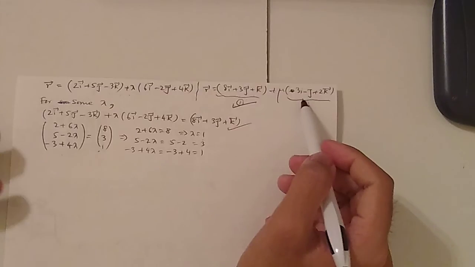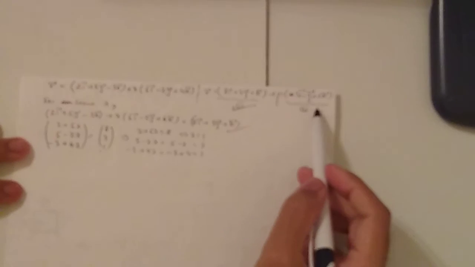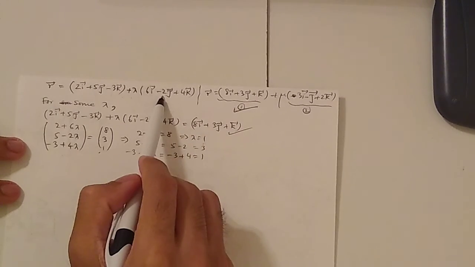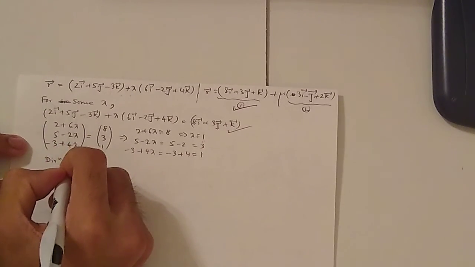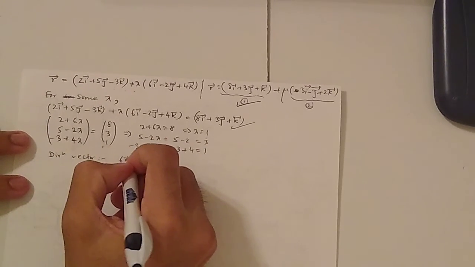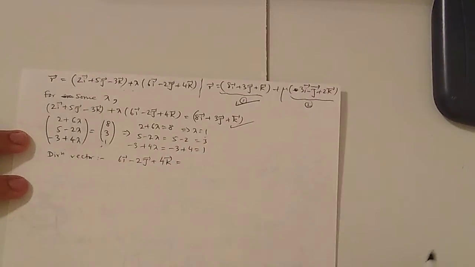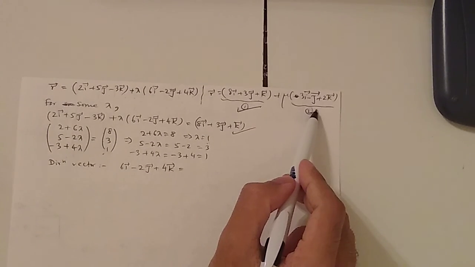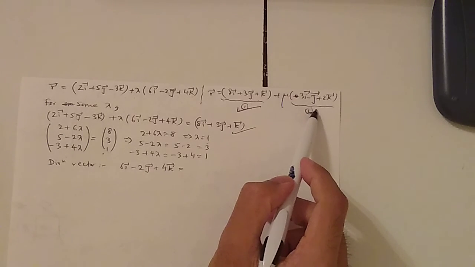Now the second part is 3i minus j plus 2k. We need to prove that this is also acceptable as a direction vector. Notice that our original direction vector is 6i minus 2j plus 4k, and this can be written as, notice that these two are actually parallel to each other. Since these two are parallel to each other, it means that they are more or less following the same direction.